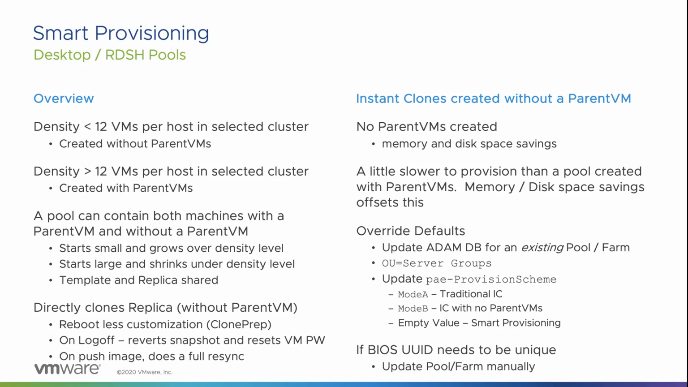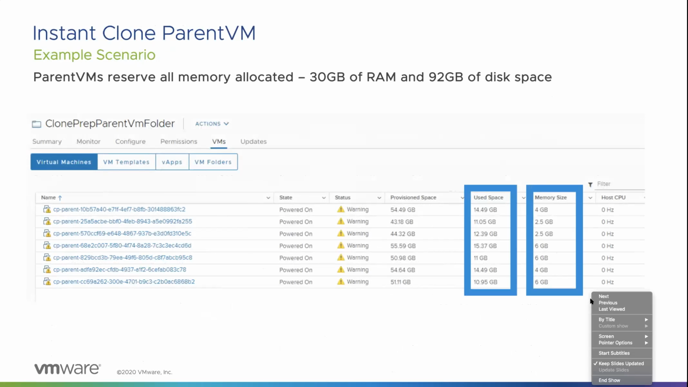And the team were smart enough to allow administrators to make their own decisions. So, for example, in the Atom database, you can specifically choose the type of provisioning you wish to use, whether you want to use the no parent or traditional instant clones with the PAE provisioning scheme option.